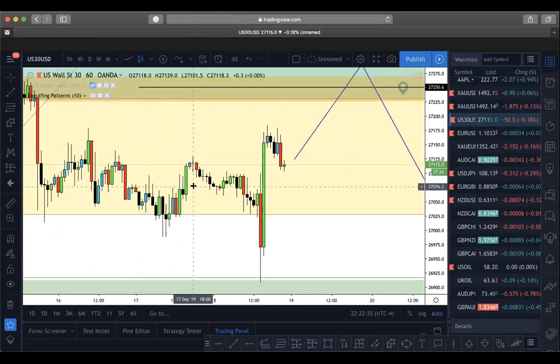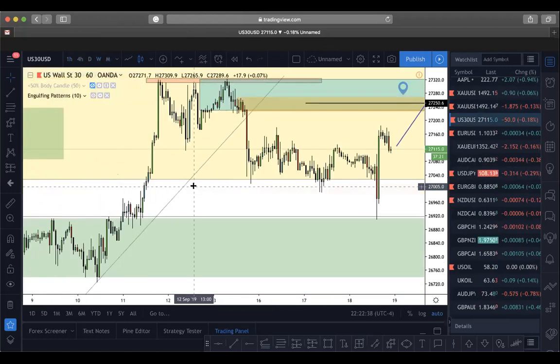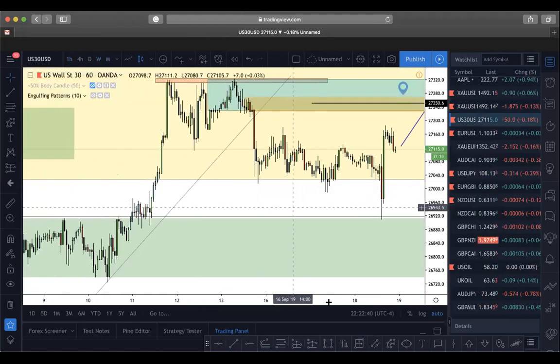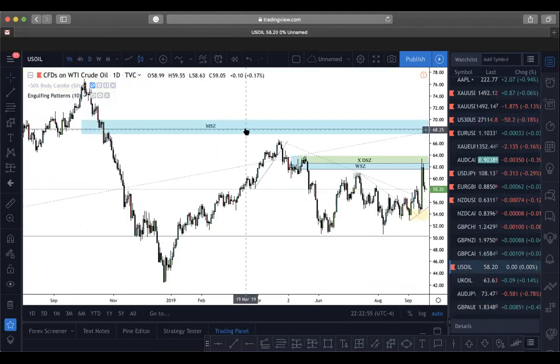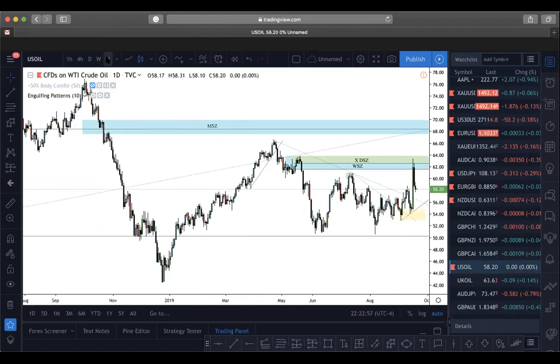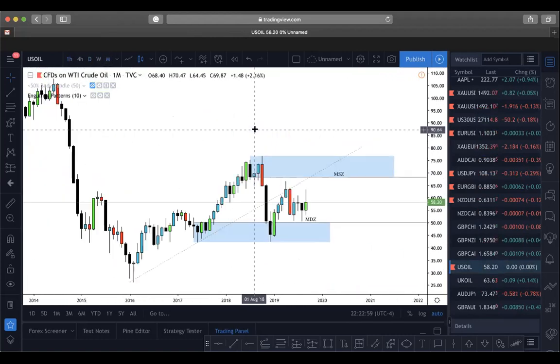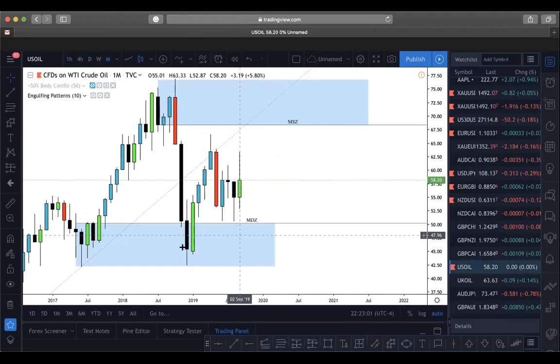You see US 30, oil and gold, they react to supply and demand well. There are some pairs where you could just use supply and demand alone to trade them. You don't have to use anything else, and it works. Yeah, them commodities. And there you have it, monthly, right? So you have the monthly demand zone, the monthly supply zone, right?